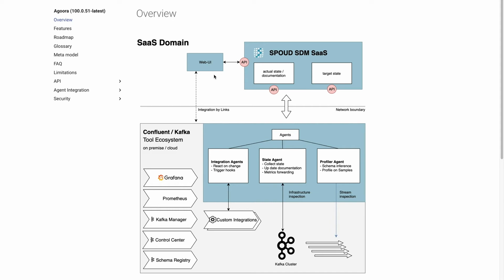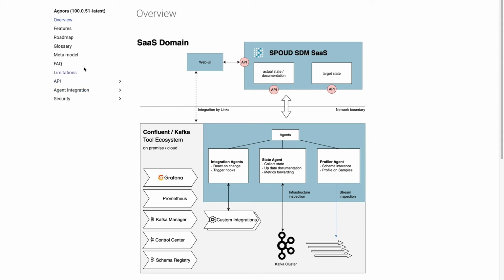The state agent, which collects the metadata from your Kafka cluster, the so-called actual state. The optional profiler agent, which inspects the data in the streams and generates statistics and insights into the data. And the also optional integration agent, which could react on changes within AGOORA. But since this would be very specific, it's more a topic of a dedicated video. The state agent is also responsible for setting up the links of the deep dive tools into your tool ecosystem.